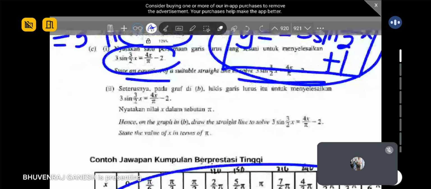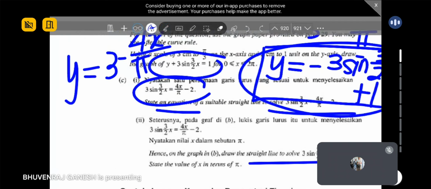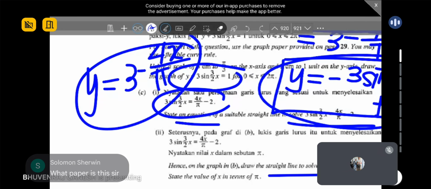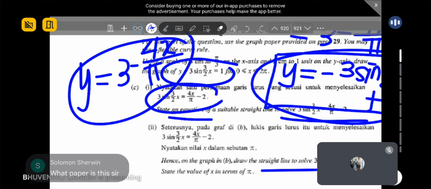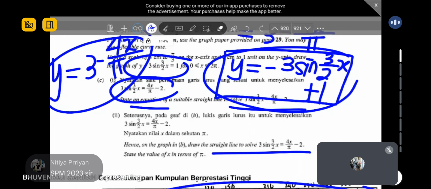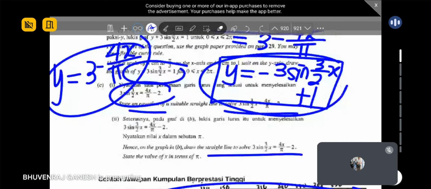C2, they ask you to draw the straight line. What straight line? This one. How to draw the straight line? You just plot a few points. Guys, this is the actual SPM paper 2023. Take note.